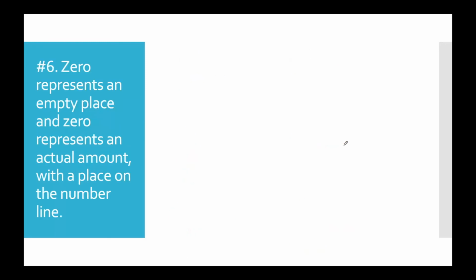Number 6, 0 represents an empty place and 0 represents an actual amount with a place on the number line. In base 10, we're very familiar with the concept of 0 without even realizing it. Look at the numbers 502 and 52. Are they the same number, as in, are they worth the same amount? No. The 0 in between the 5 and the 2 is used as a placeholder of an empty amount so that we don't mistake the two numbers as being the same. The 0 holds an empty place for the tens place.